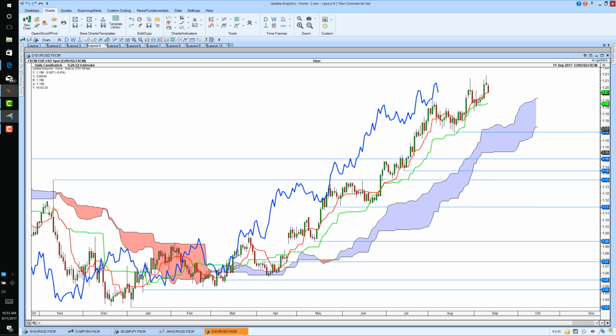And so again, we can quickly look at this. This is a daily of the euro, and as you can see, the price found some support right on the moving average, the red line. If it breaks this, the next support level will probably be right at this particular green line. It's still above the cloud, so price is still bullish.